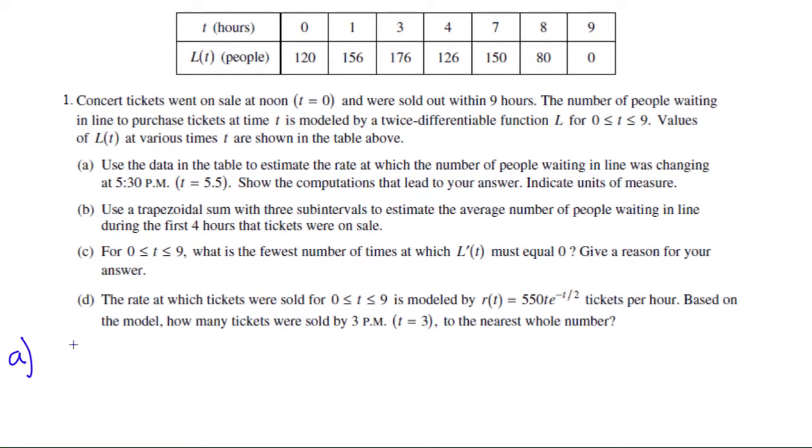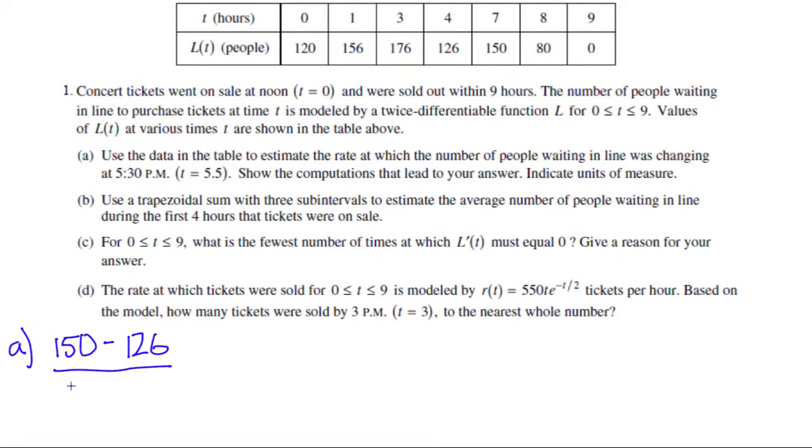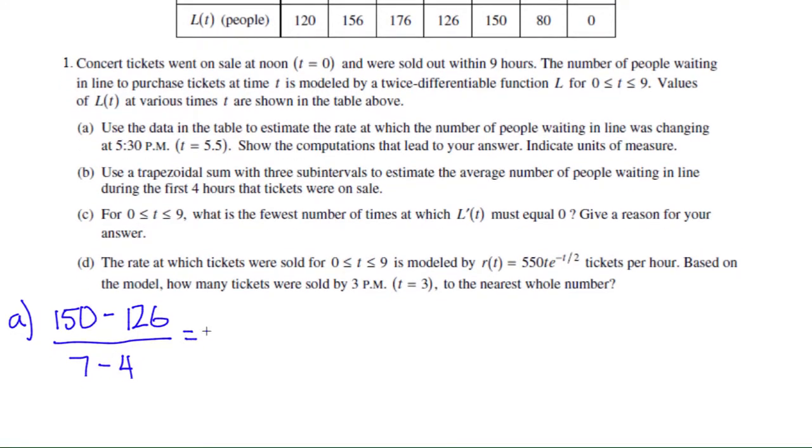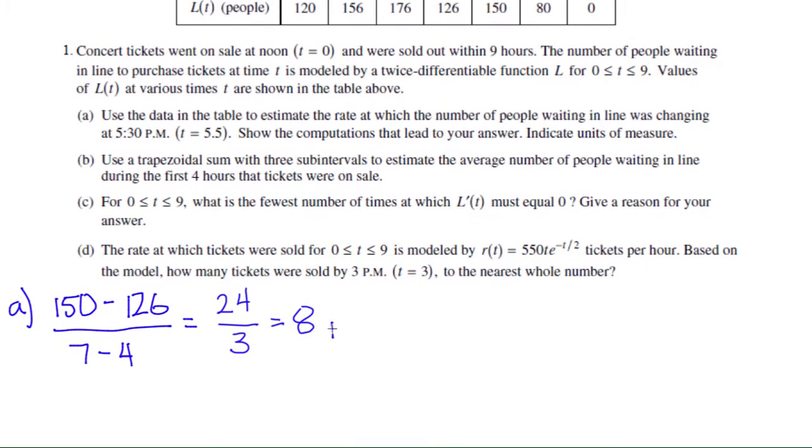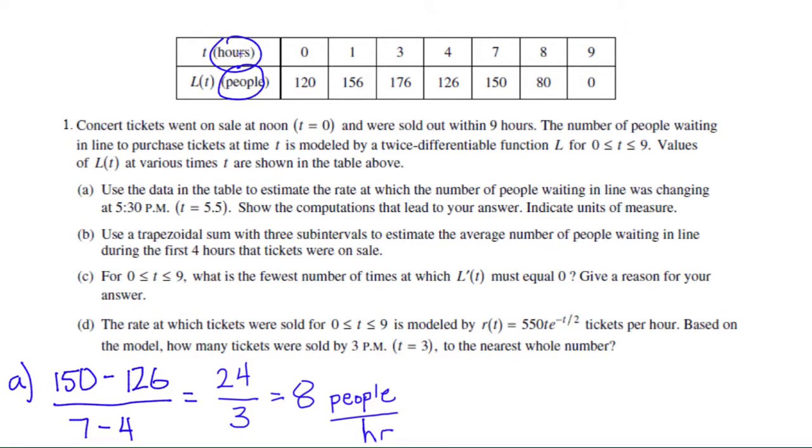So I'm going to say the secant line here is going to be 150 minus 126, all of that divided by 7 minus 4. And that is going to be 24 on the top and 3 on the bottom, which is equal to 8, but we do need to indicate units of measure. So it's asking for the rate at which people are waiting in line is changing. So it's people per hour. People per hour. And if you didn't know how to get that rate, another way to know that is you're doing this thing divided by this thing, people per hour.